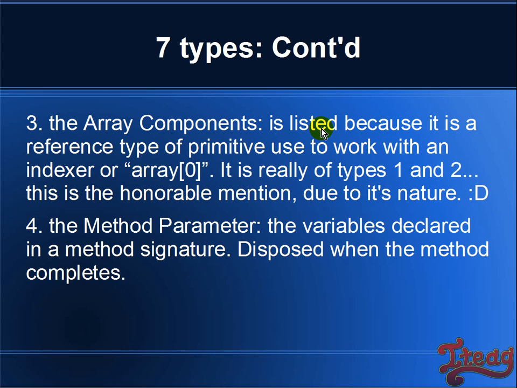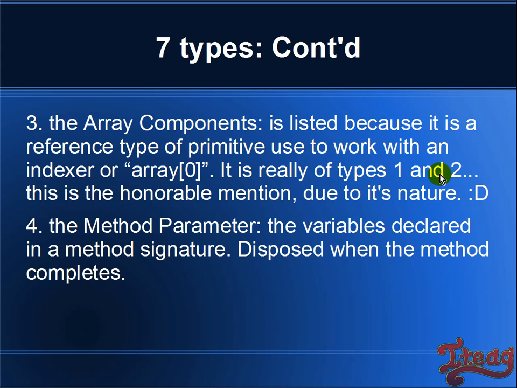Array components. Yes, this is listed because it's a reference type used to work with an indexer. An array is very much like a class, except classes can have differently sized variables and methods inside of them, but arrays can only have primitives inside. Well, an array can even contain a list of classes, but remember, classes are reference values, so it's still the same size. So it's all the same size for each index that it's built for, and it uses that indexer. It says, here's the first element at 0, then plus 1, plus 2, plus 3, plus 4, plus 5, all that good stuff.